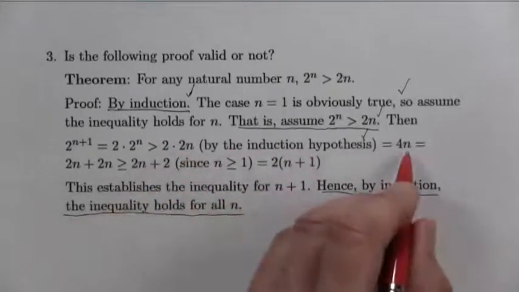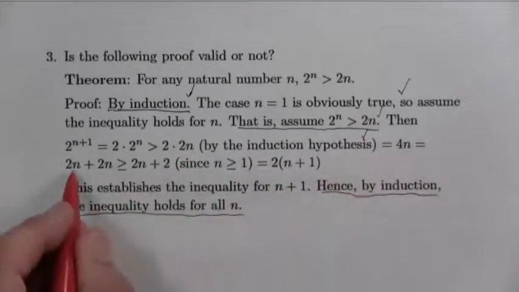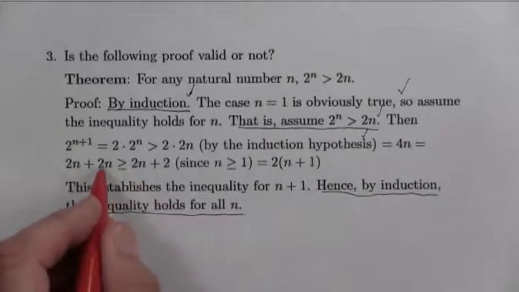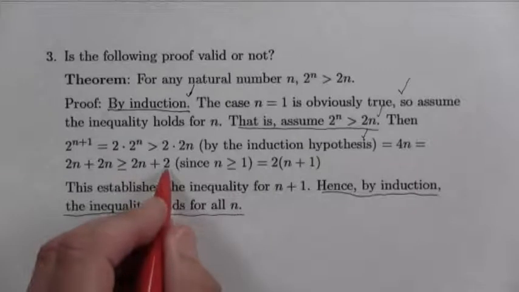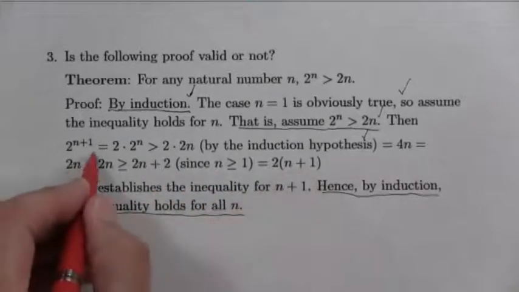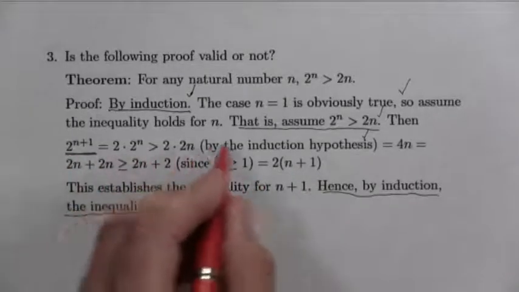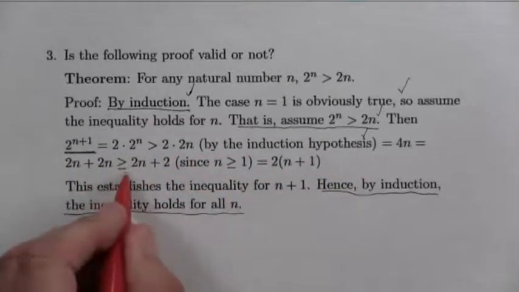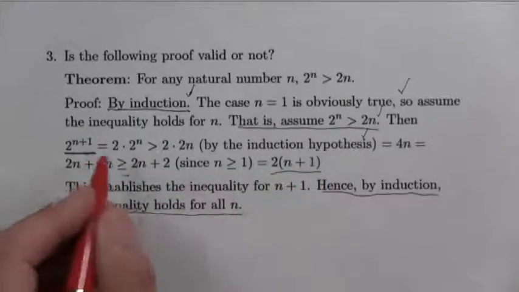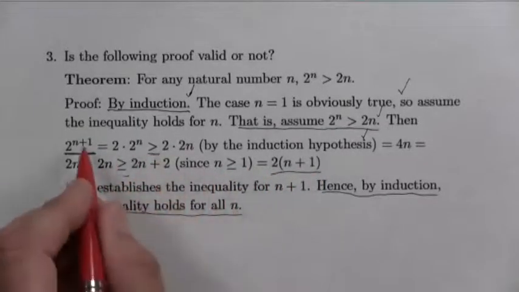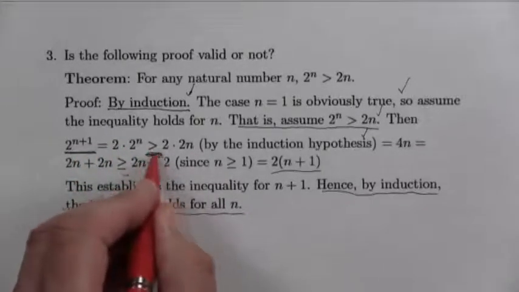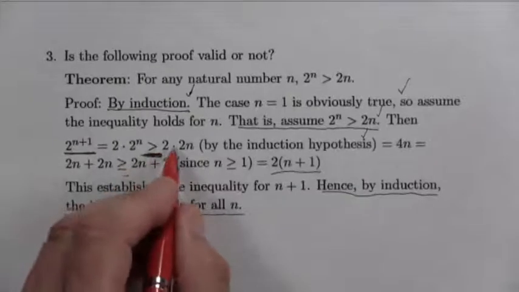2 times 2n is 4n, that's correct. 4n is actually equal to 2n plus 2n, and I did that because I can then say, well, 2n is bigger than or equal to 2, since n is greater than or equal to 1. So that's 2n plus 1. So I've got 2 to the n plus 1, and there's a greater than or equal to sitting in here, 2 times n plus 1. And there's a greater than there. So 2 to the n plus 1 is greater than, that's an underline, I haven't made it greater than or equal to, that's greater than 2 to the n.